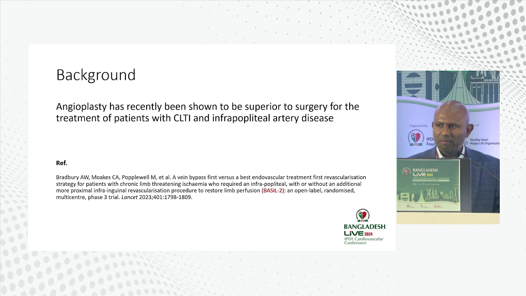When you talk about the below-knee diseases or the infrapopliteal disease, we have this BASIL trial that came out recently, BASIL-2, because we have been waiting for the result of the BASIL-2 trial. It took a long time for these results to be published. It's now in the Lancet 2023. You can see that it was just recently published. They say that intervention is superior to surgery in below-knee disease. So this is real news for us, especially for this topic.